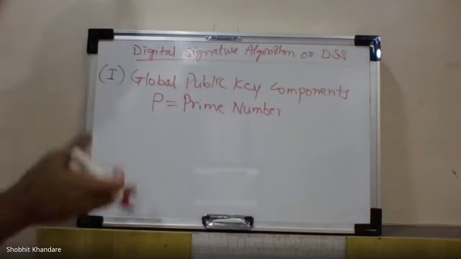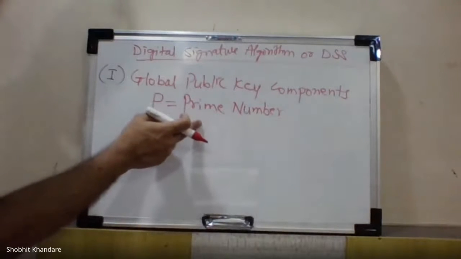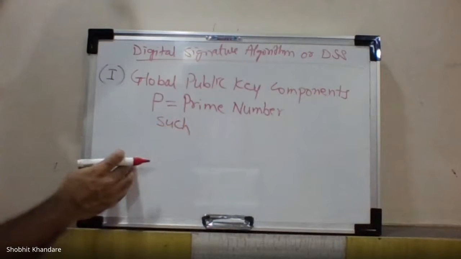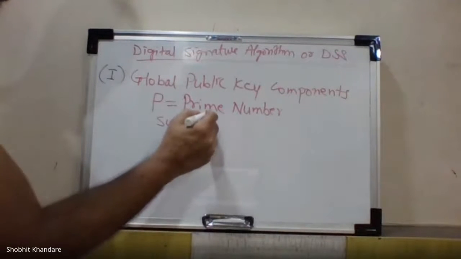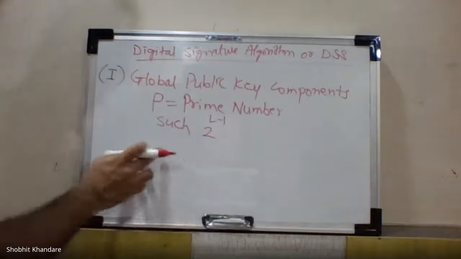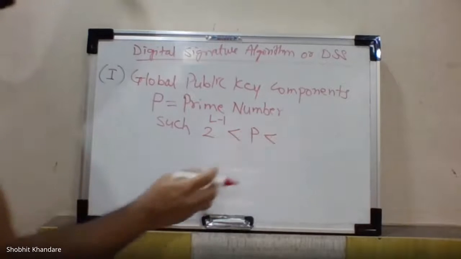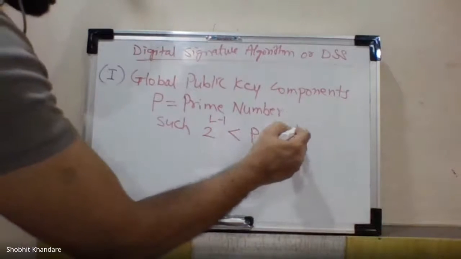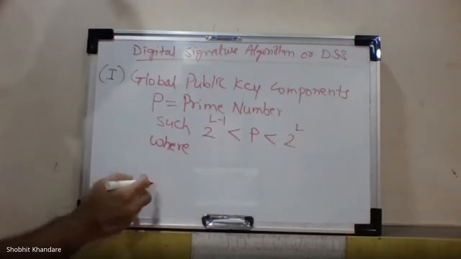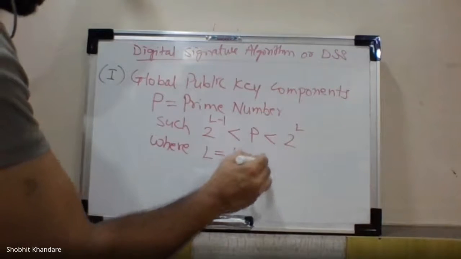Now we are seeing the algorithm. Assume p any number, but that should be a prime number, such that 2 to the power of capital L minus 1 less than p less than 2 to the power of L, where L is length of bits. Please write this down along with me with the understanding.